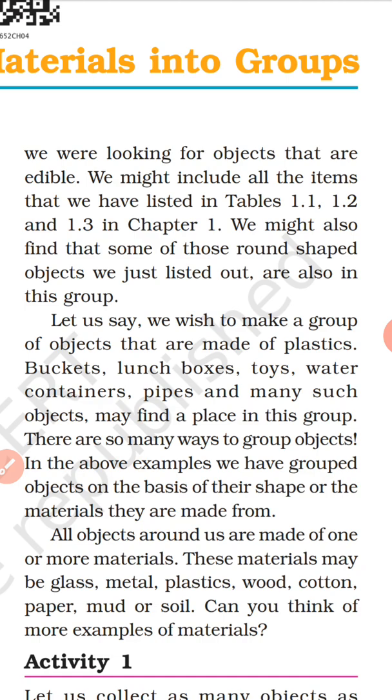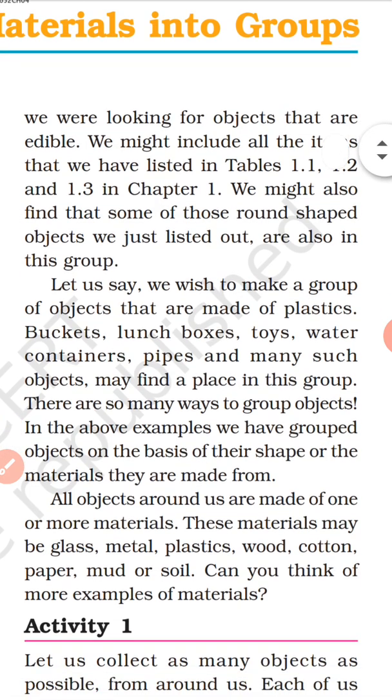We might also find that some of those round shaped objects we just listed are also in this group. Let us say we wish to make a group of objects that are made of plastics. Buckets, lunch boxes, toys, water containers, pipes, and many such objects may find a place in this group. There are so many ways to group objects.